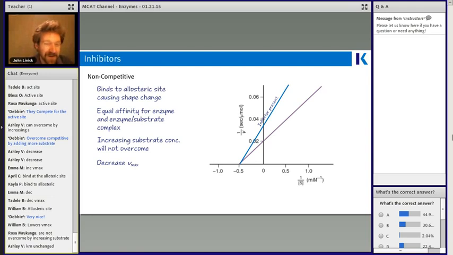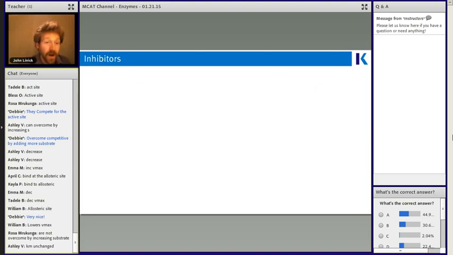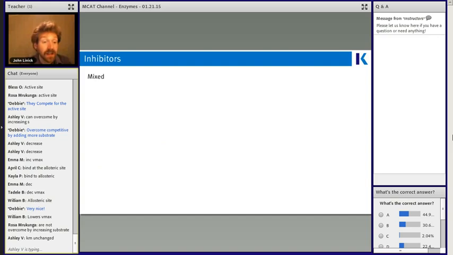Let's stick with the metaphor. All right, so that's your take-home. Screenshot, important. Ashley's got the take-home there. Decrease Vmax. Of course, don't change Km. All right, so now mixed, as you would expect, mixed is just super messy.